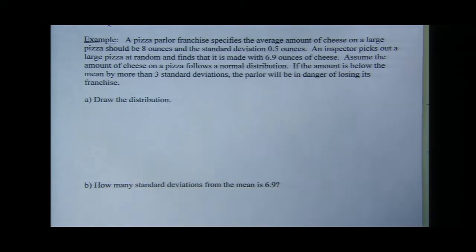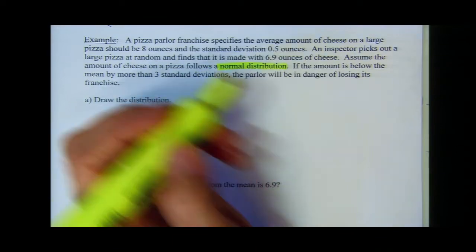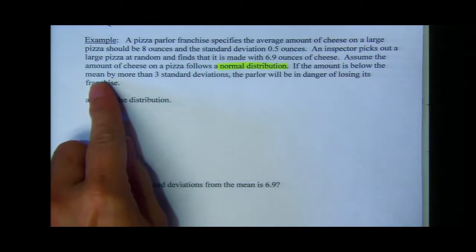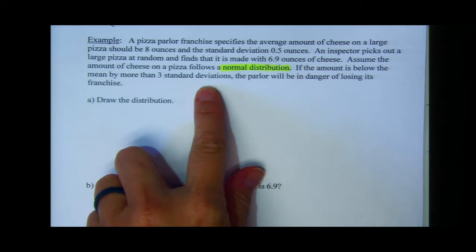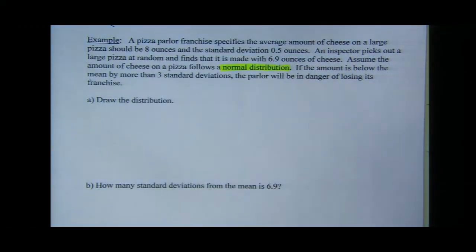A pizza parlor franchise specifies the average amount of cheese on a large pizza should be 8 ounces and the standard deviation 0.5. An inspector picks out a large pizza at random and finds that it is made with 6.9 ounces of cheese. Assume the amount of cheese on the pizza follows a normal distribution. If the amount is below the mean by more than 3 standard deviations, the parlor will be in danger of losing its franchise. Well, my guess is it's not selling very many pizzas if it's being that stingy on their cheese. But let's take a look at this.